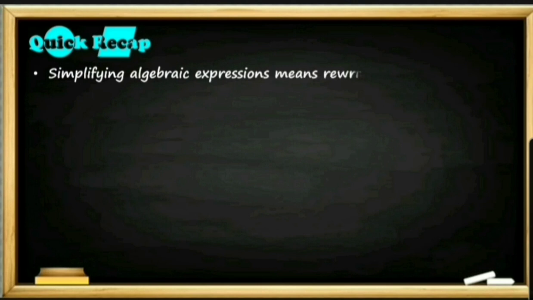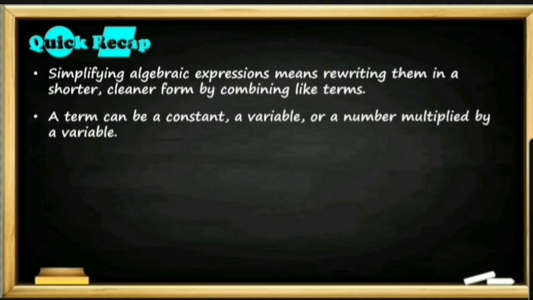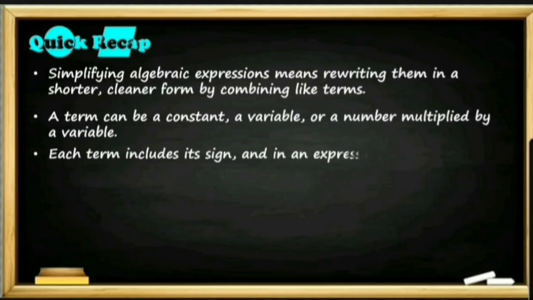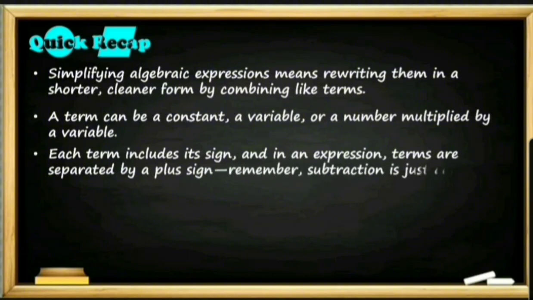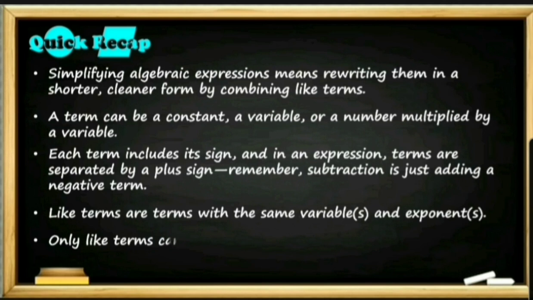Here's a quick recap. Simplifying algebraic expressions means rewriting them in a shorter, cleaner form by combining like terms. A term can be a constant, a variable, or a number multiplied by a variable. Each term includes its sign, and in an expression, terms are separated by a plus sign. Remember, subtraction is just adding a negative term. Like terms are terms with the same variable or variables and exponent or exponents. Only like terms can be combined, and unlike terms stay separate.